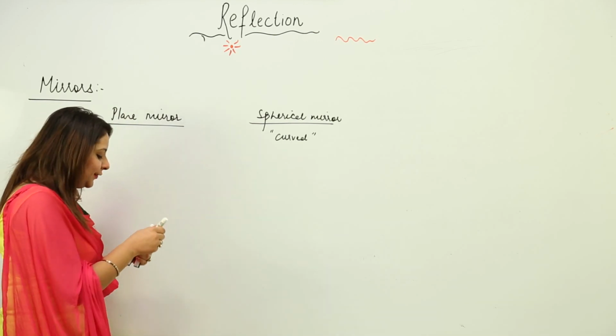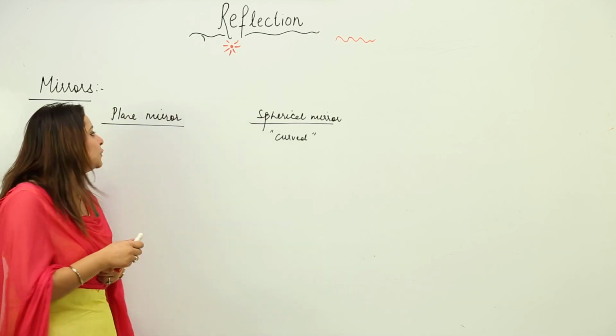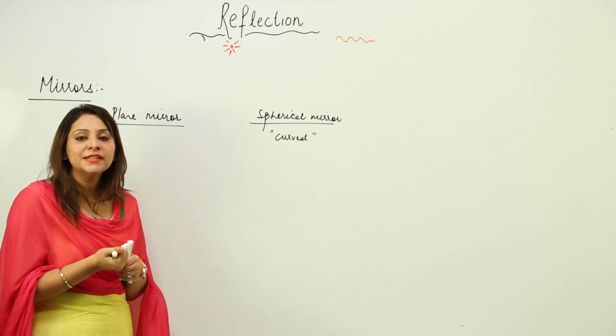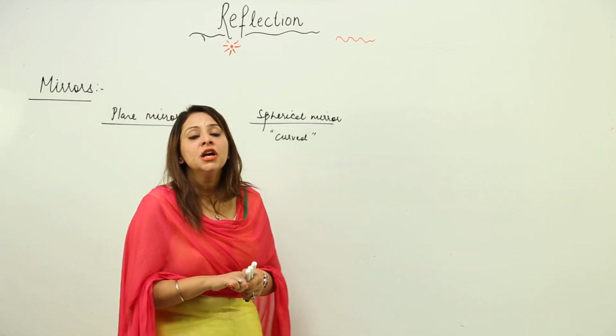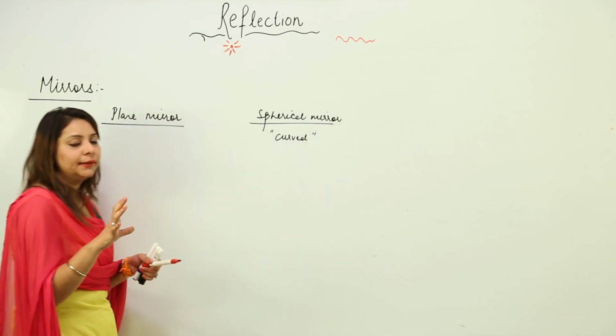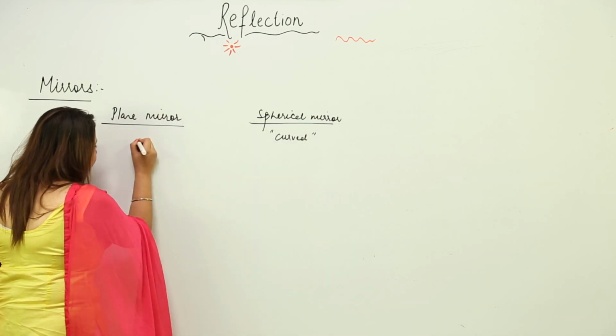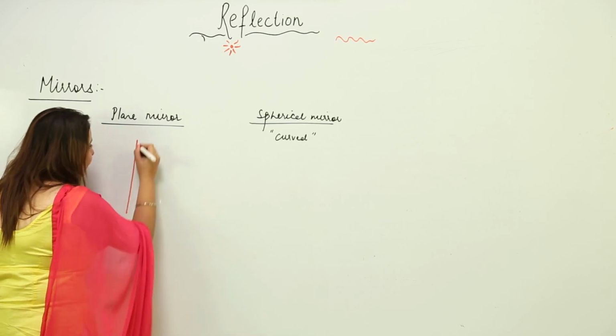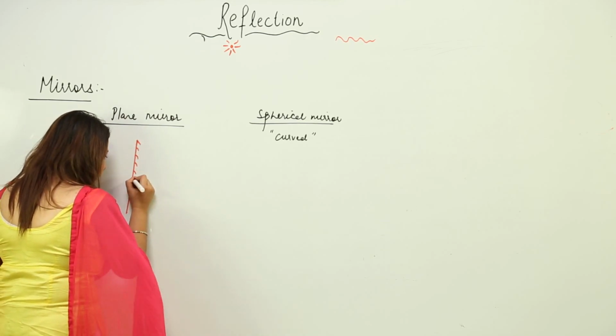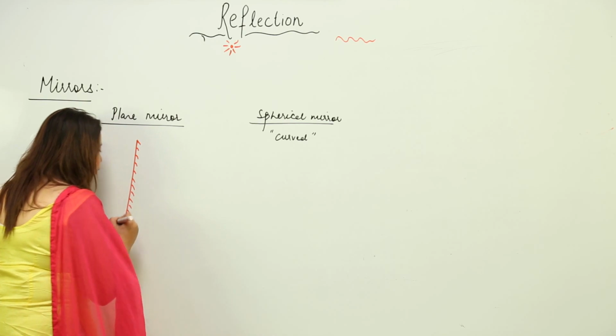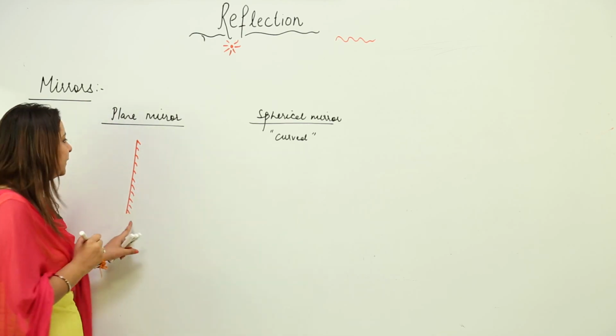So in physics, whenever we start with a plane mirror or spherical mirror, because in ray diagrams we will be drawing them, how do we draw them? For a plane mirror, we draw a big line with small oblique lines on it. This is how you are going to signify the plane mirror in this chapter.